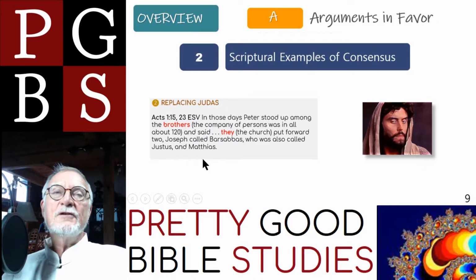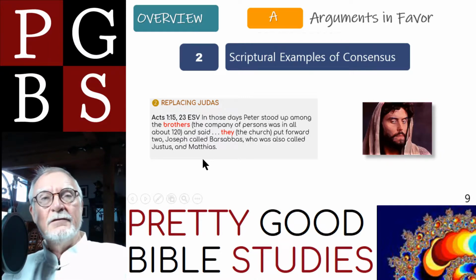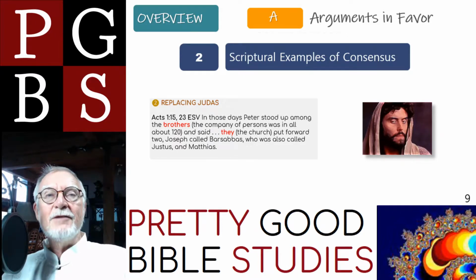So you notice here the apostles led, and the church made the consensual decision. The brothers made the decision. See where I have it emphasized in red here. Peter stood up amongst the brothers, and they put forward the two. So the brothers, 120 of them, decided which two they were going to nominate and choose from.